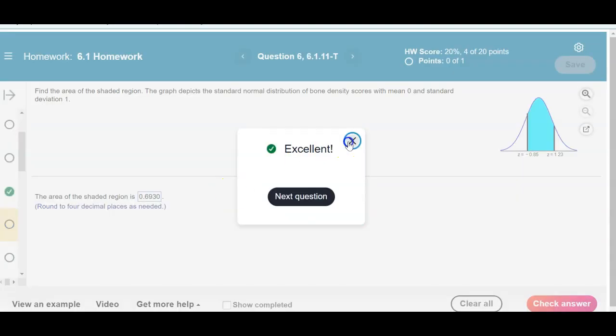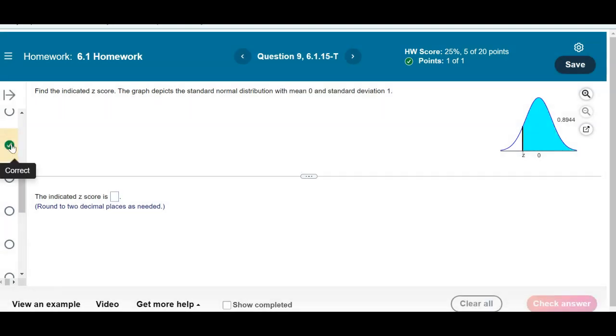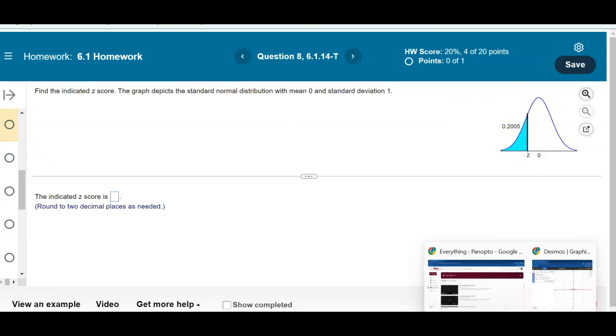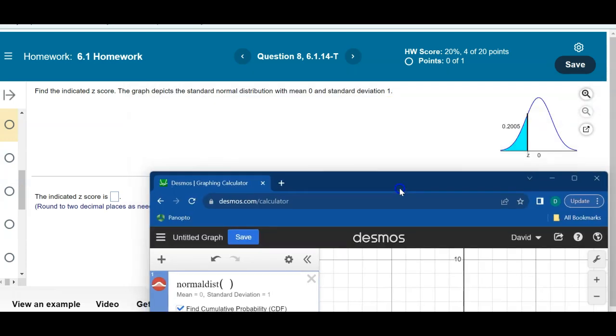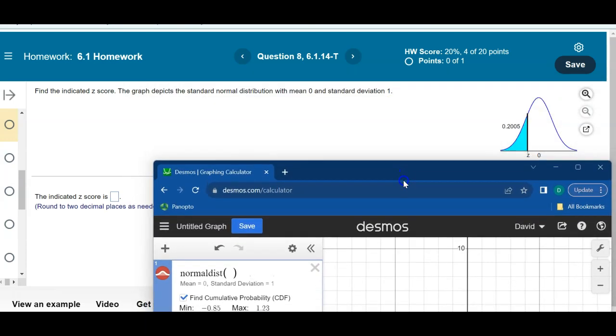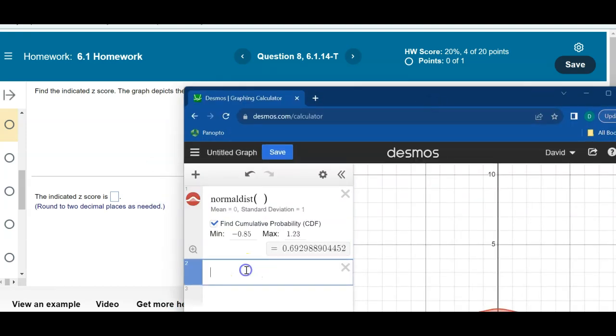Now the other type of problem that you'll see here is what we call the inverse procedure, and that is when they give us an area and we have to find the z-score that has that area either to the left of it or to the right of it. So the easier one is going to be when it's to the left. And the reason that's easier is because that's the standard procedure, that is to give you the area to the left.